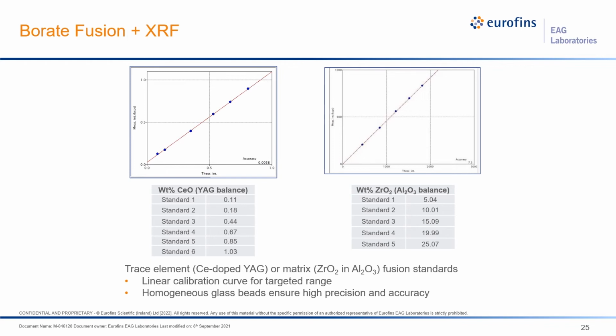ZTA ceramics are known for high strength and high wear and corrosion resistance, and zirconia in particular is difficult to analyze with ICP techniques because it resists going into solution. So XRF is generally the technique of choice for measuring these types of ceramics. To summarize, we can create standards using fusion to analyze trace elements in a matrix or to accurately measure the matrix itself. All we need are the pure compounds as starting materials.